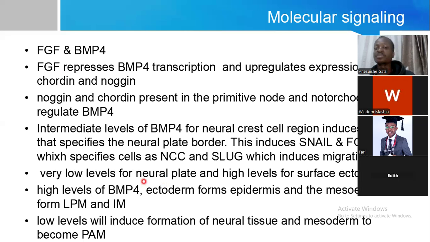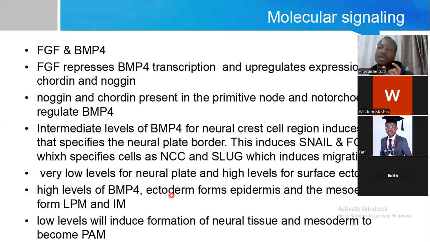Then where you have very low levels, right? That's where you're going to have the neural plate. So the central part is where you're going to have very low levels of your BMP4, and that's where you're going to have formation of the neural plate. That's for the ectoderm. Then where you have very high levels of BMP4, this is where you're going to have surface ectoderm.